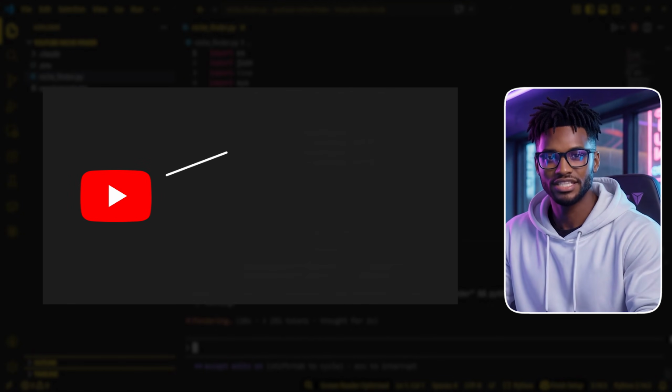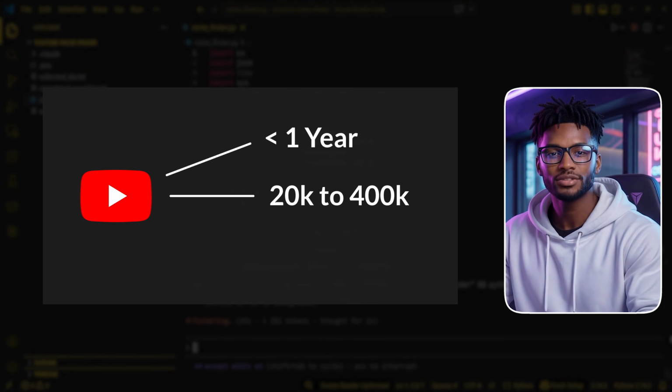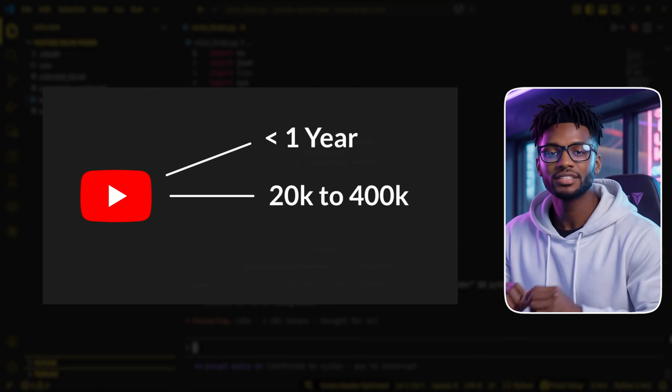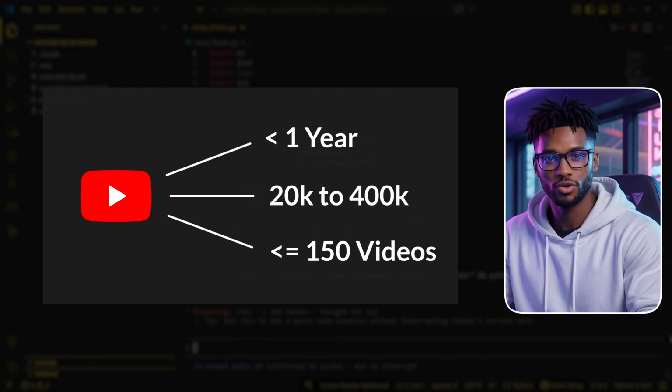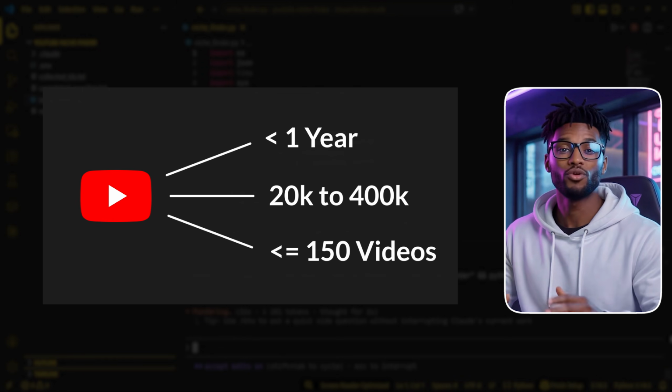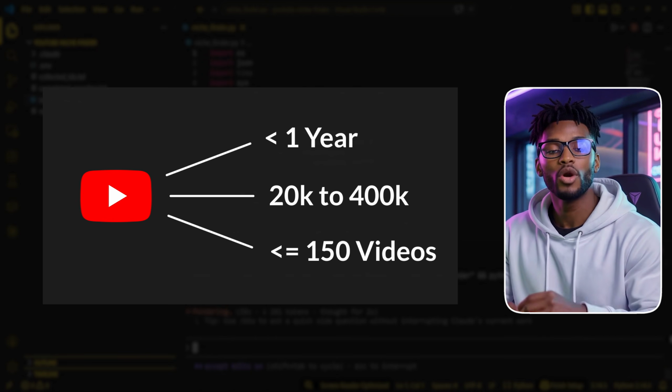First is that the channel needs to be under a year old. Second, channel subscribers should be between 20,000 and 400,000. Then finally, the channel shouldn't have more than 150 videos posted. That's too much for a solo creator in 1 year. So any channel with more videos probably has a team helping with production, which we want to skip at this point. If you don't like this criteria and want to make changes, feel free to modify it inside the command.